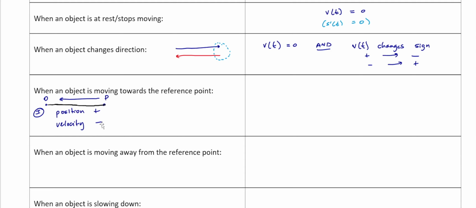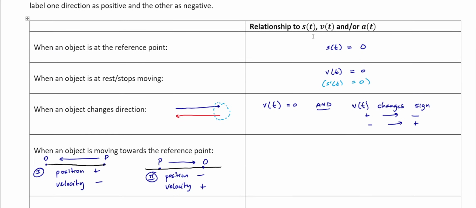So we can see that they have different signs if it's moving towards the reference point. The position is to the right of the reference point, so it's positive. The velocity is negative because it's moving to the left. We can also have this case right here, where the object is in a position to the left of the reference point. So the position function, or the displacement function, would be negative, and it's moving to the right, so its velocity would be positive.